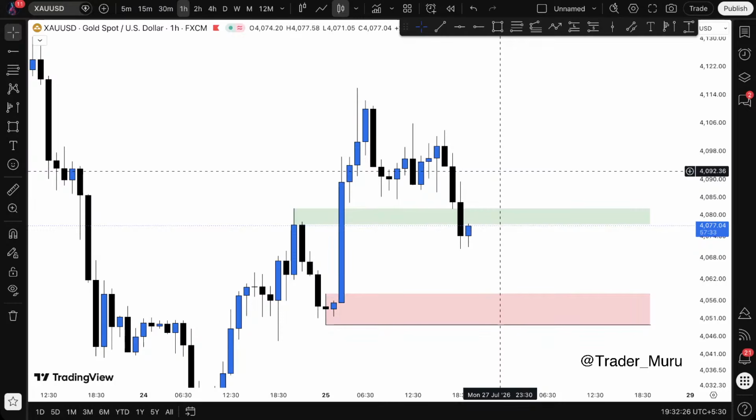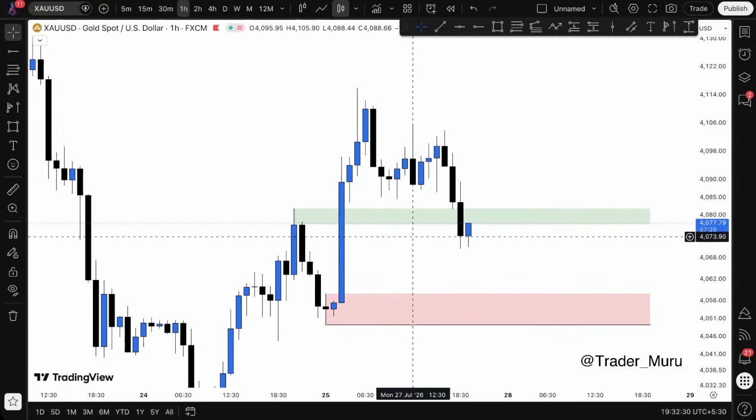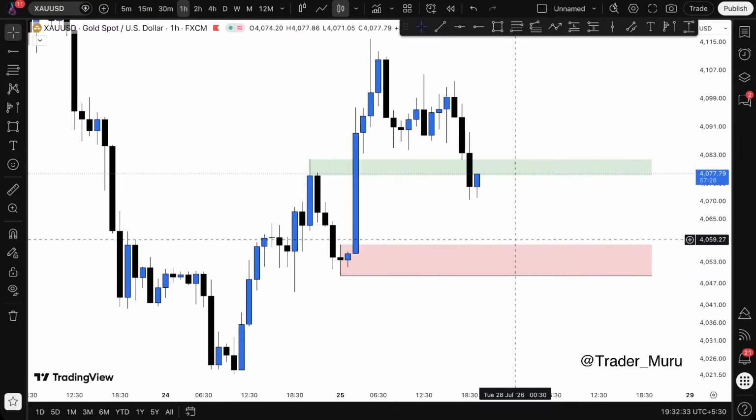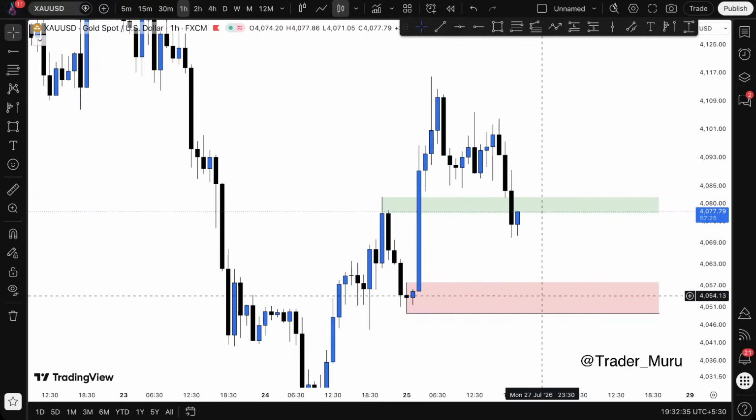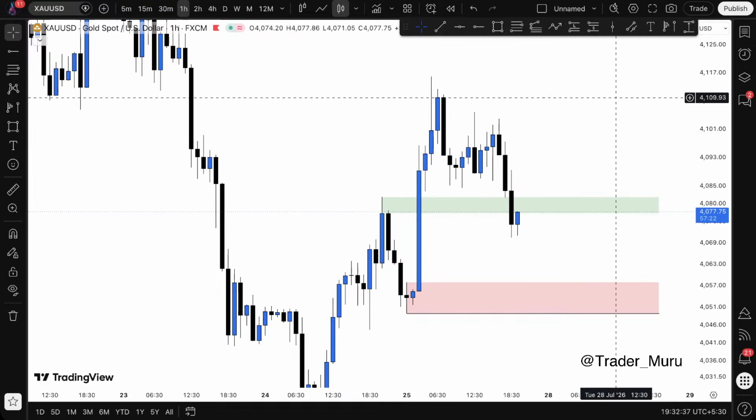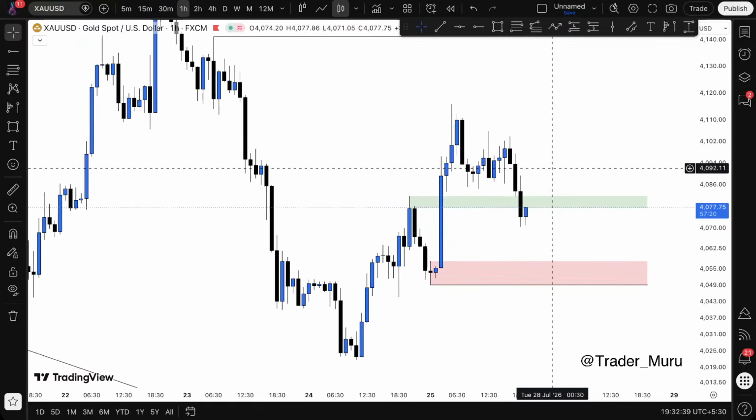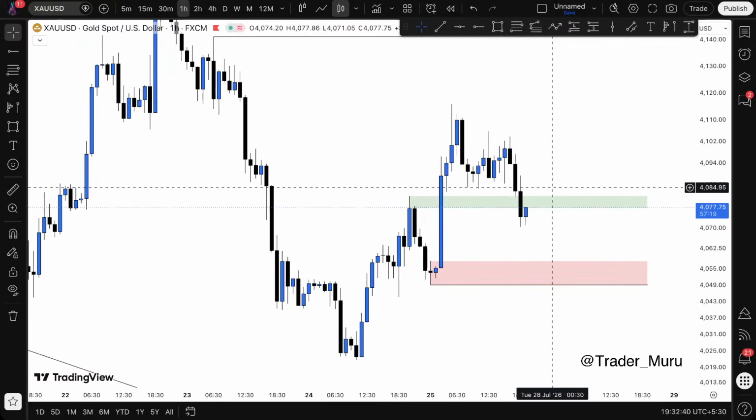Structure shift, no. Structure is still bullish. Structure will shift below this red zone. It's still buy till this high. Okay. If it wants to change structure, it will again create a retracement and break its low. Then we can say structure has changed. If it tests this area directly, then it will still be a buy.